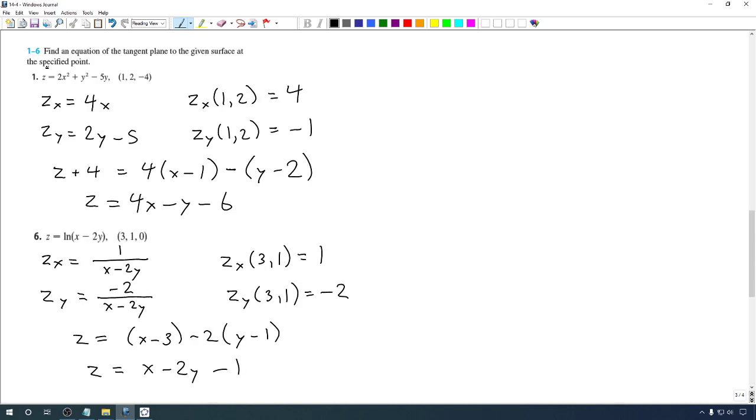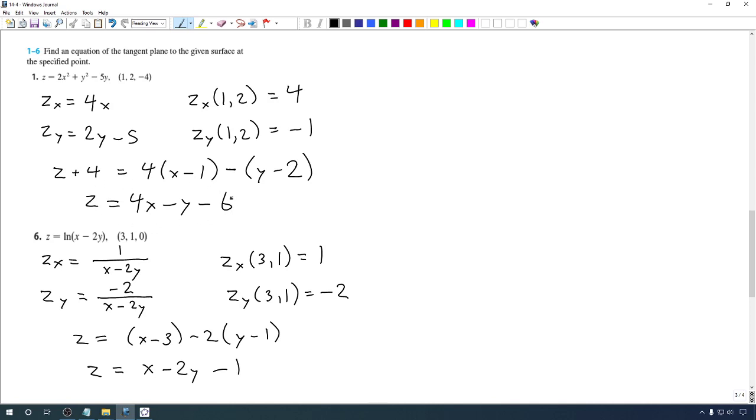So now that we can talk about the tangent plane to a surface and we know how to use partial derivatives to get it, the next question is how well does this tangent plane agree with the surface? In most circumstances, the tangent plane will approximate the surface better than any other plane. Let's take our example from problem 1. So we have this quadratic surface here, and we found this tangent plane.